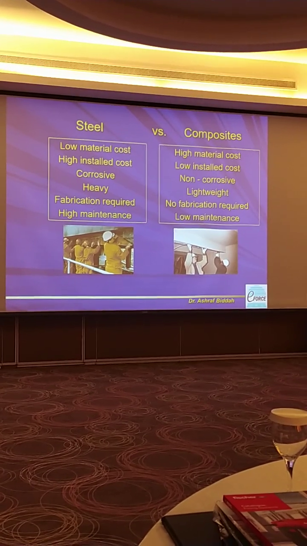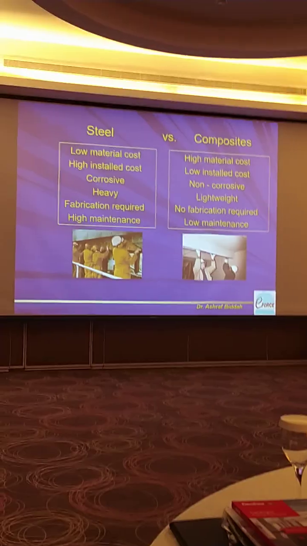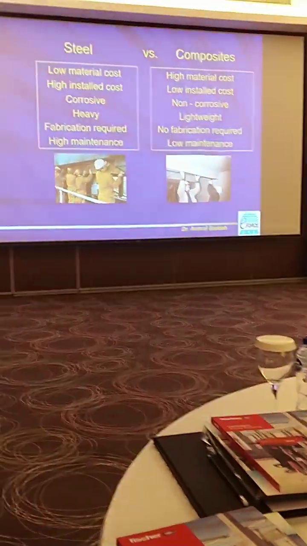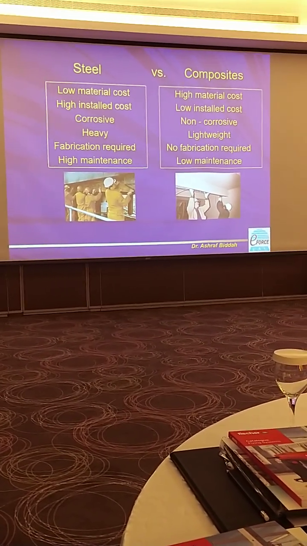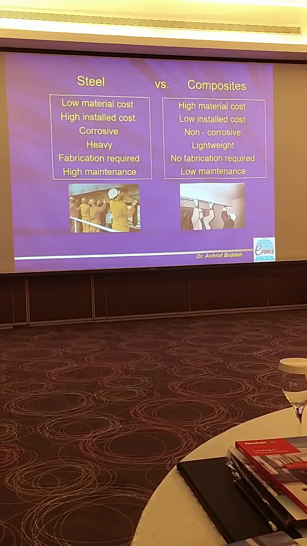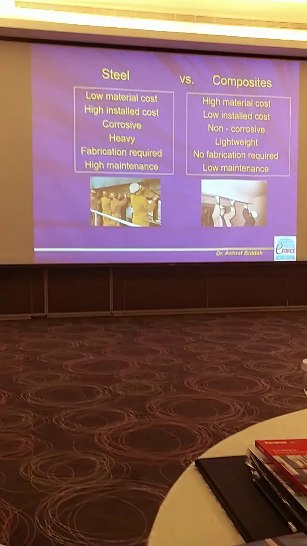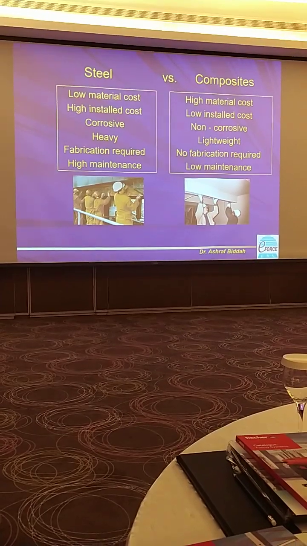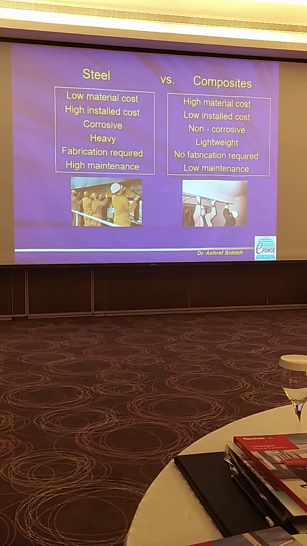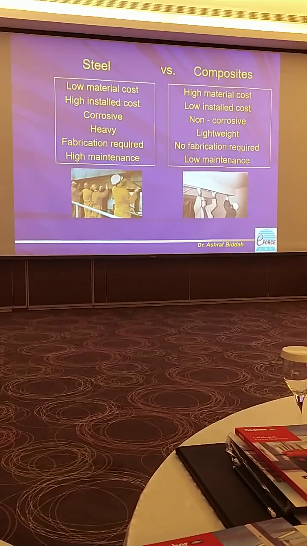If we use a steel plate, you have a low material cost because it is less price compared to the CFRP or composite. But it has high installation cost. A lot of people and a lot of equipment are needed to carry the steel plate, because it is heavy. We have a problem with corrosion with time. We have a problem of fabrication. We need to cut it and work it with devices in order to get the size.